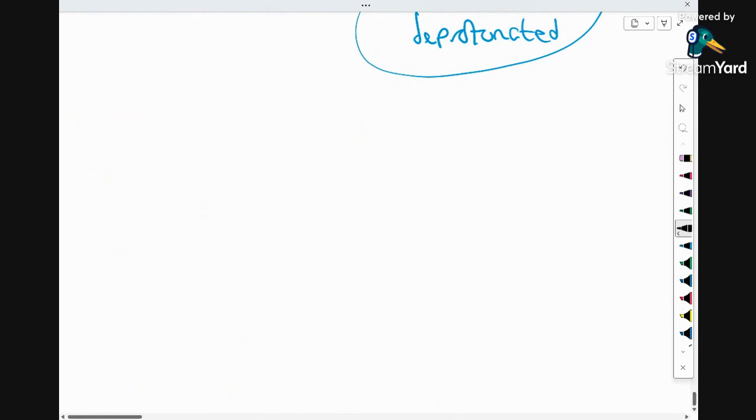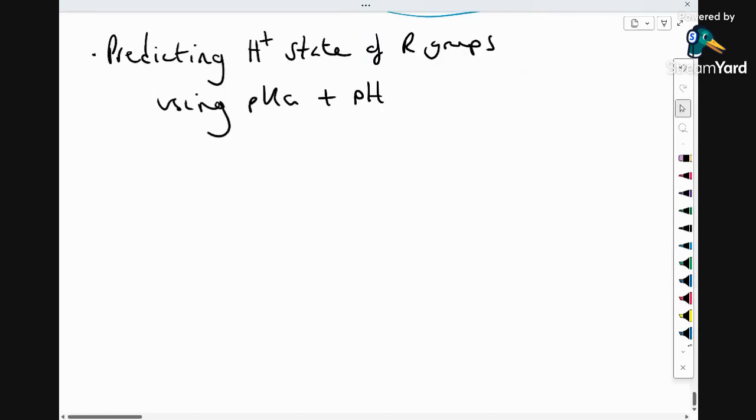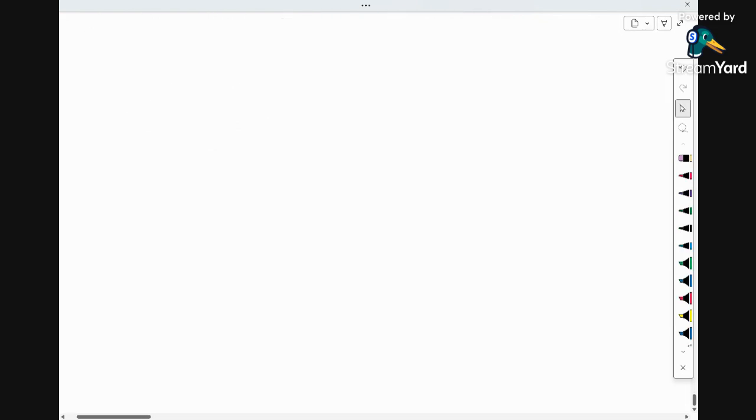How can you predict the protonation state using pKa? So, predicting the protonation state of R groups, or in this case, carboxyl and amino groups, using pKa values and pH values. Okay, so let's look at alanine as an example.